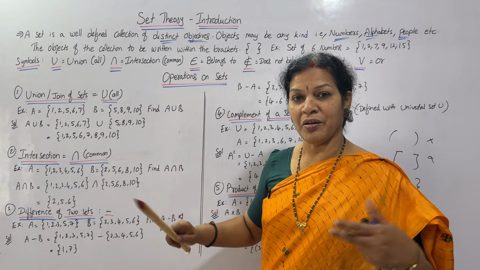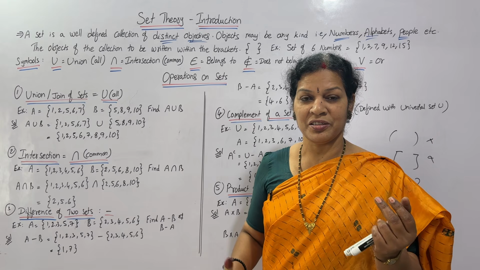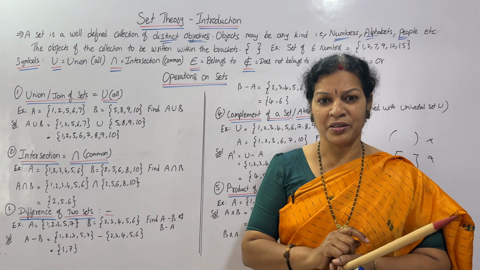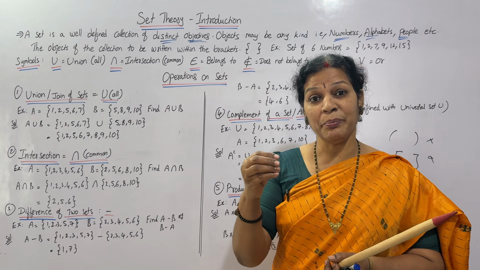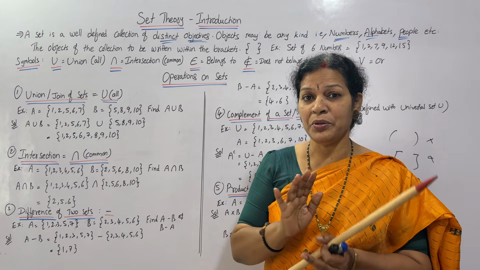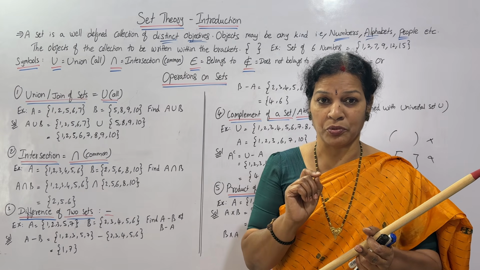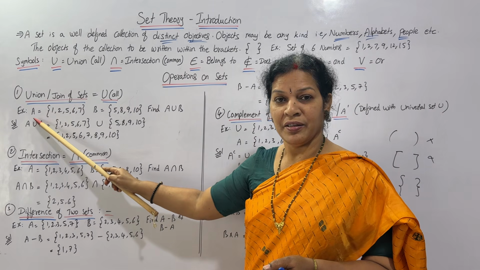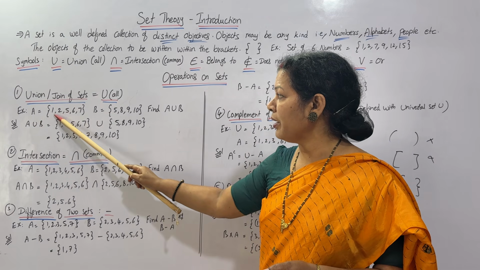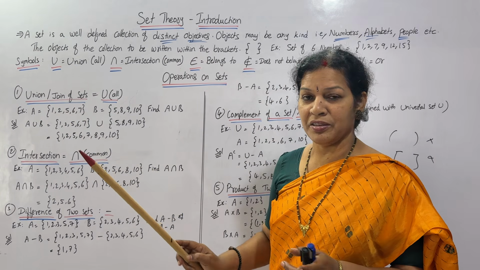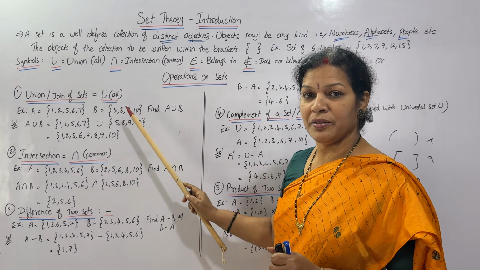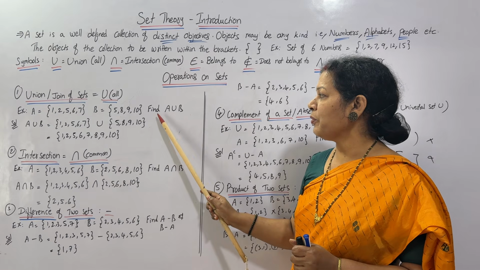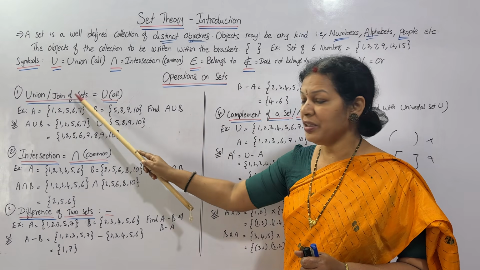In brackets I have written all. We take all the elements. If we are taking the union of set A and set B, we take all the elements of A and B together. Everything we consider. We don't leave even a single element. Now an example. Under set A we have 1, 2, 5, 6, 7. For set B we have 5, 8, 9, 10. They are asking us to find A union B.